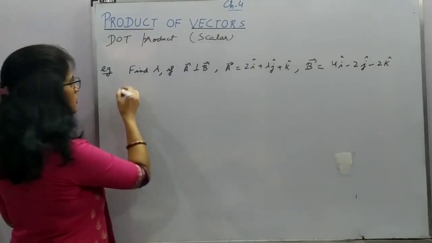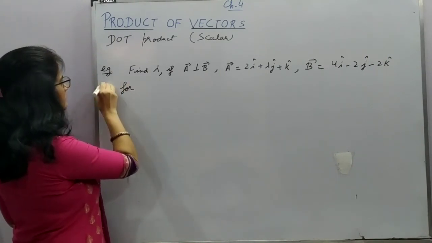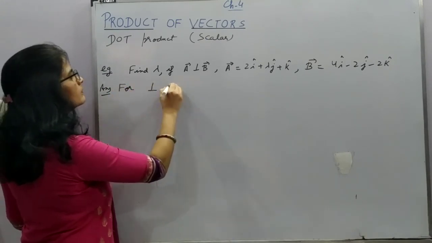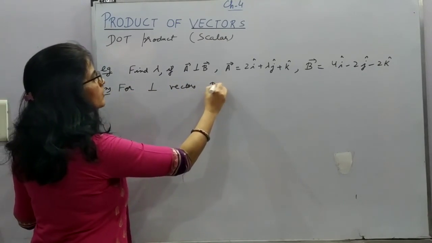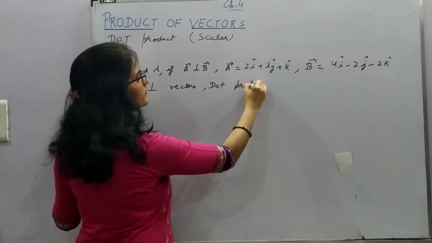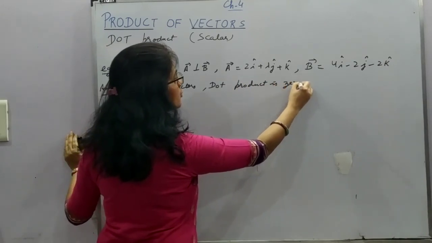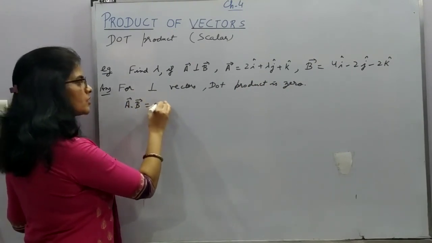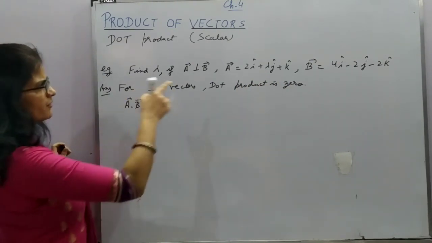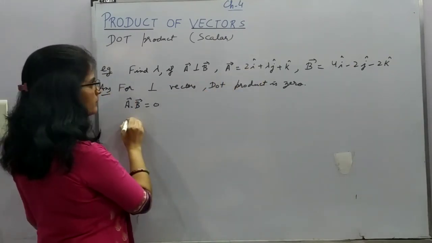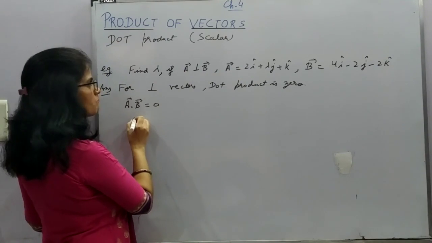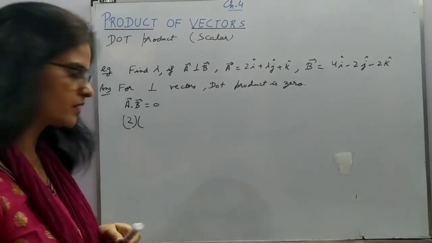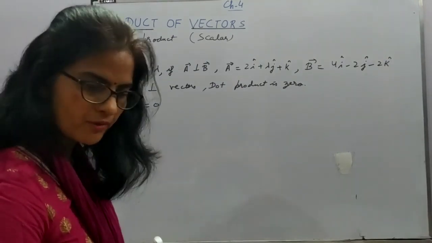So they have given these are perpendicular. So for perpendicular vectors, the dot product is 0. So if the dot product is 0, that means a dot b must be 0 if these are perpendicular. So I can find the dot product. What is the coefficient of i in the first case, 2, multiplied by the coefficient of i in the second case. I will just rewrite this here again so that it is easy for you to comprehend.